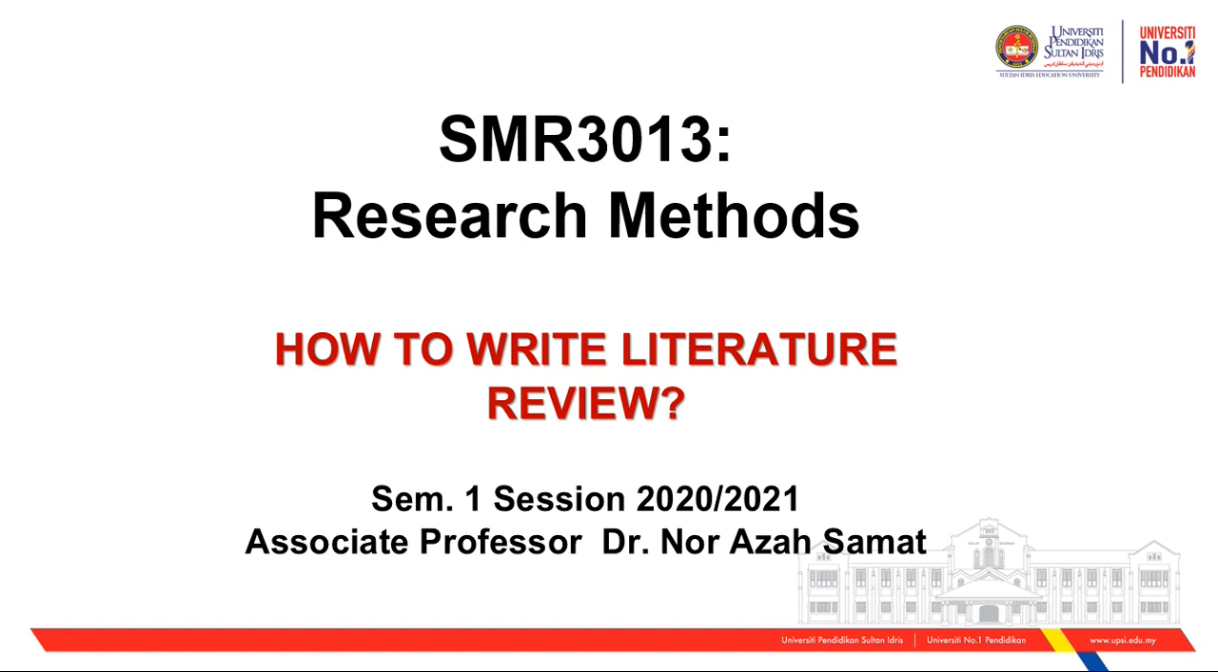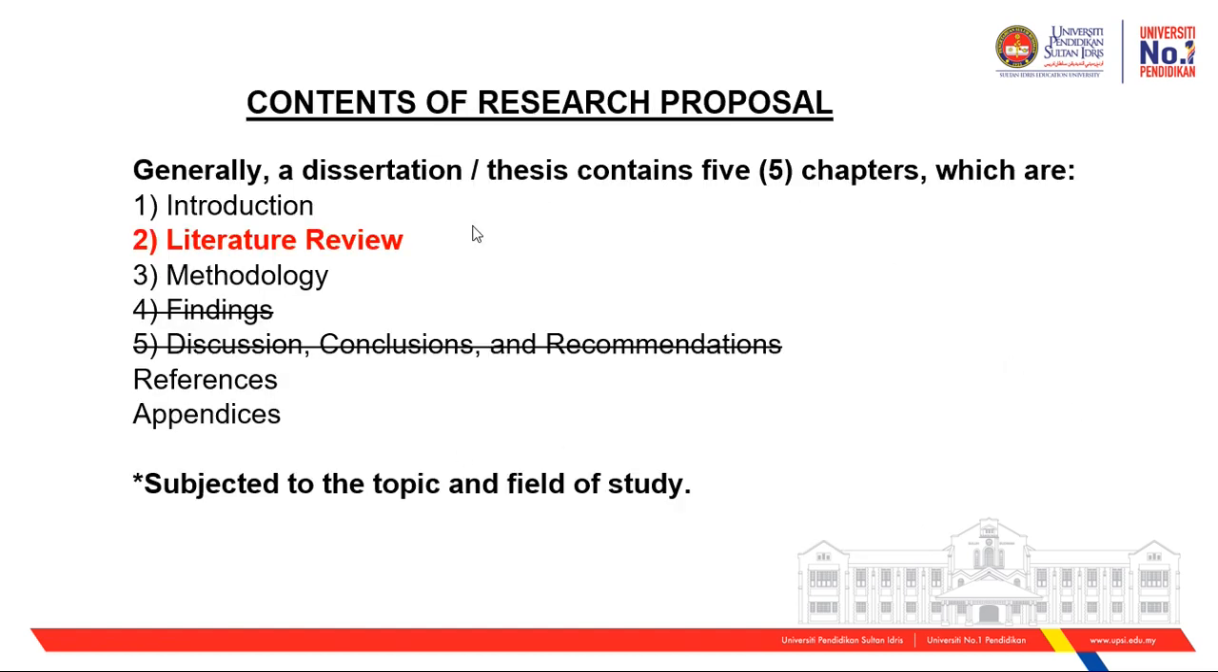So how to write a literature review? As has been explained previously in the video on chapter 1, literature review is the one in chapter 2. Look here, this is the content of a research proposal. I explained this briefly in topic 1, which is about introduction. The second chapter is literature review, and the third chapter is methodology. Your research proposal must contain these three chapters.